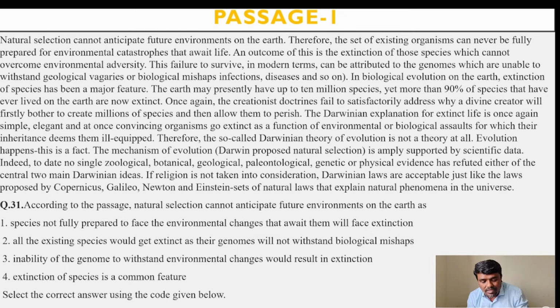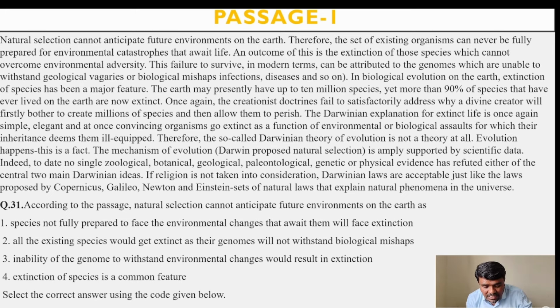This failure to survive in modern times can be attributed to the genomes which are unable to withstand geological vagaries or biological mishaps, infections, disease, and so on. In biological evolution on the Earth, extinction of species has been a major feature. The Earth may presently have up to 10 million species, yet more than 90% of species that have ever lived on Earth are now extinct. So, of all who ever lived, 90% are already extinct.